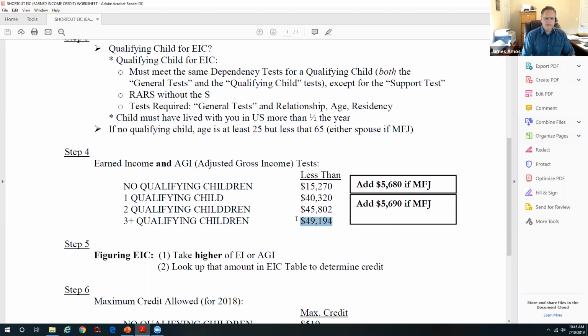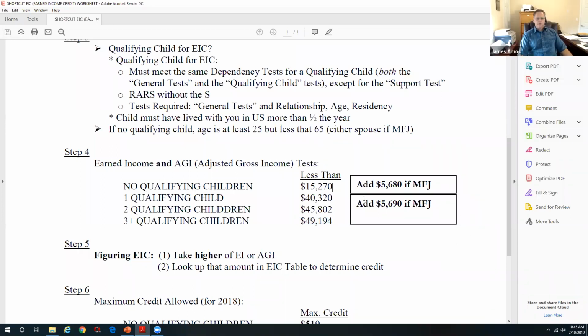You don't get any extra additional amounts. If you hit $49,194, that's it. You're done with EIC for that year. And it doesn't matter if you have 3 children or 5 children. Okay? What is that add, 5,680?